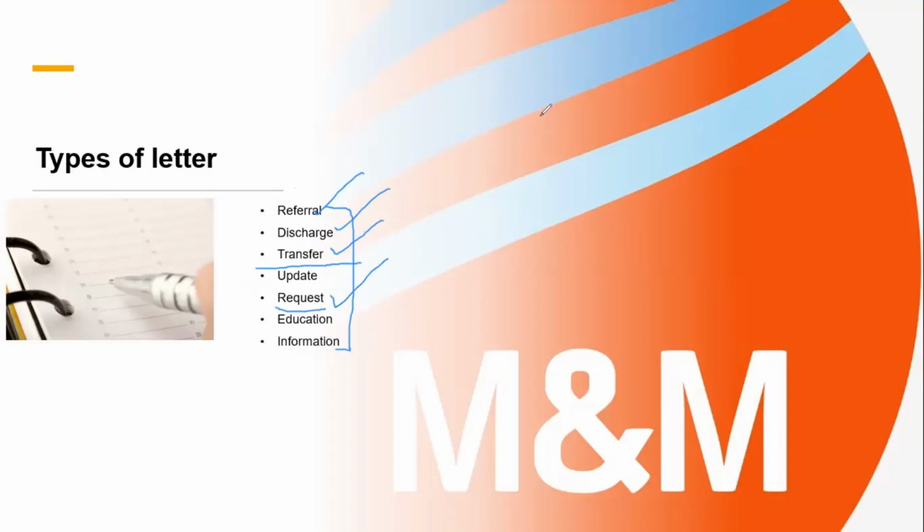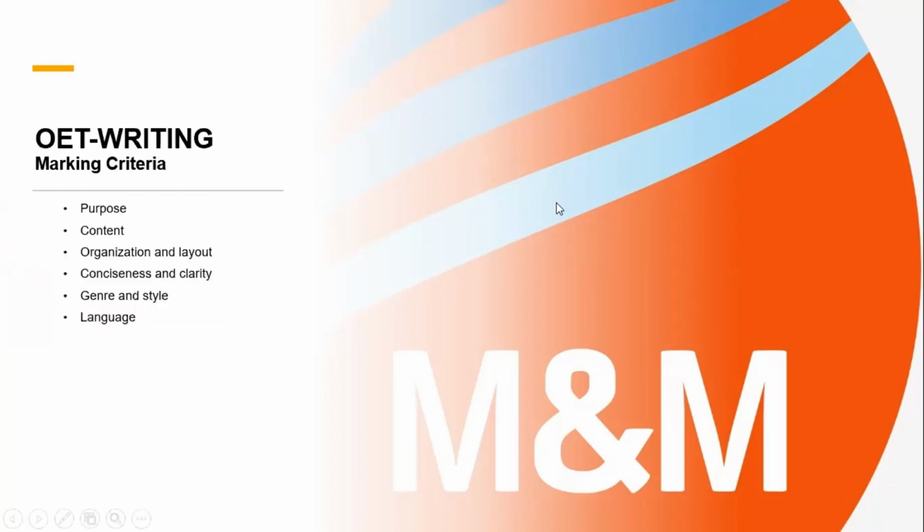So following the layout of these letters might not be that much of importance to understand the structure of these letters, but the most important thing will be to understand the marking criteria. What we have in the marking criteria is to see, first and foremost, the purpose of writing.